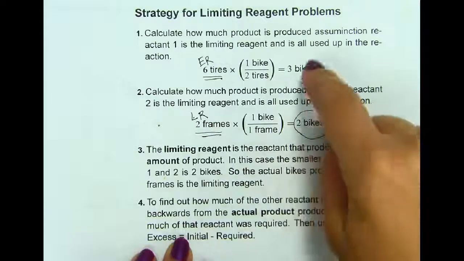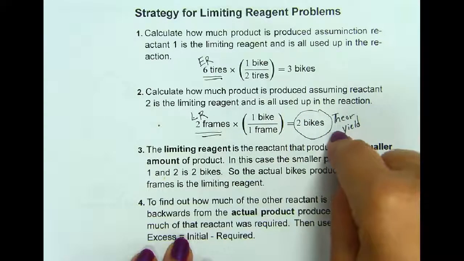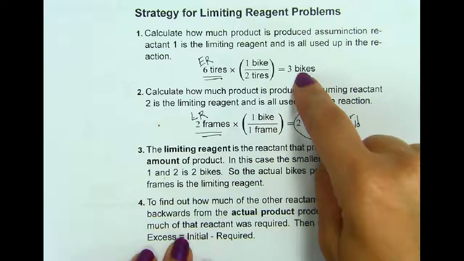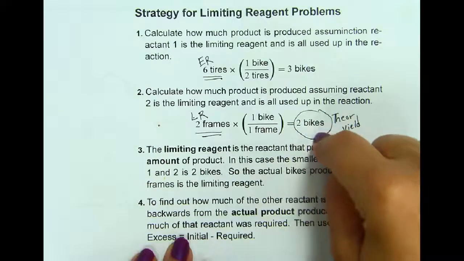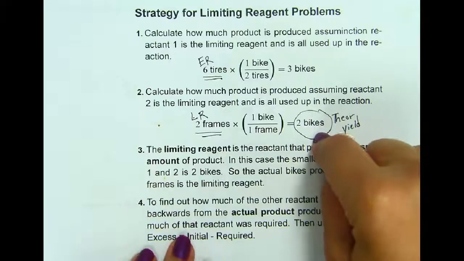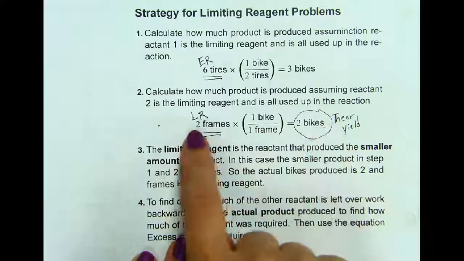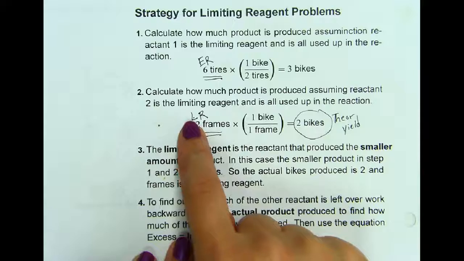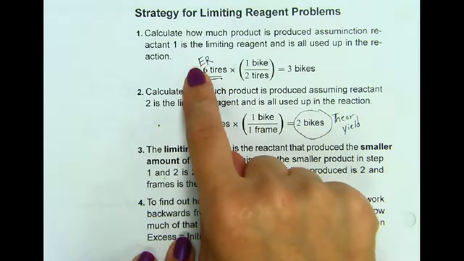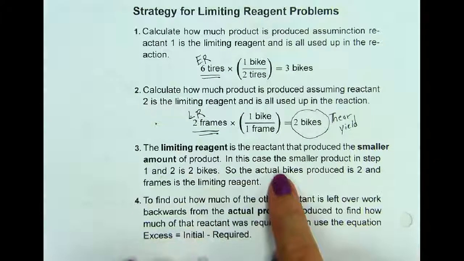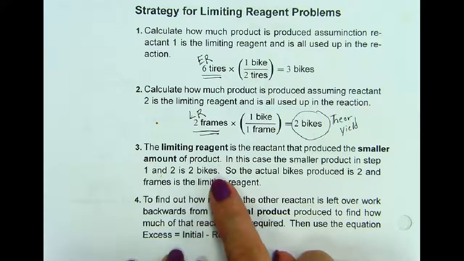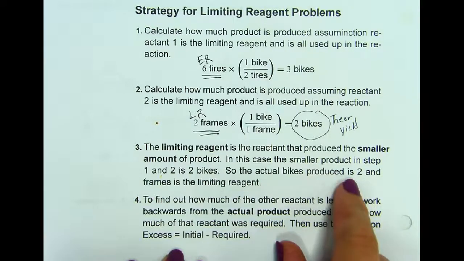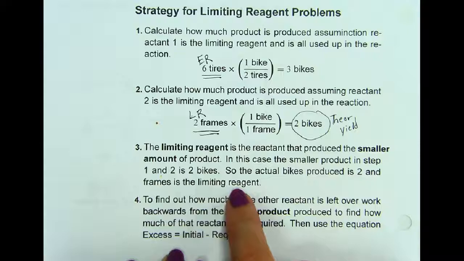The less of the 2 is going to be the true theoretical yield. We're not going to make 3 bikes because we're going to run out of frames before we get there. So 2 bikes, the lesser of the 2 amounts that we calculated, is the theoretical yield, and that means the frames are the limiting reactant, and that means the tires are the excess reactant. The limiting reagent is the reactant that produced the smaller amount of product. In this case, the smaller product in step 1 and 2 is 2 bikes. So the actual bikes produced is 2, and the frames is what's limiting.